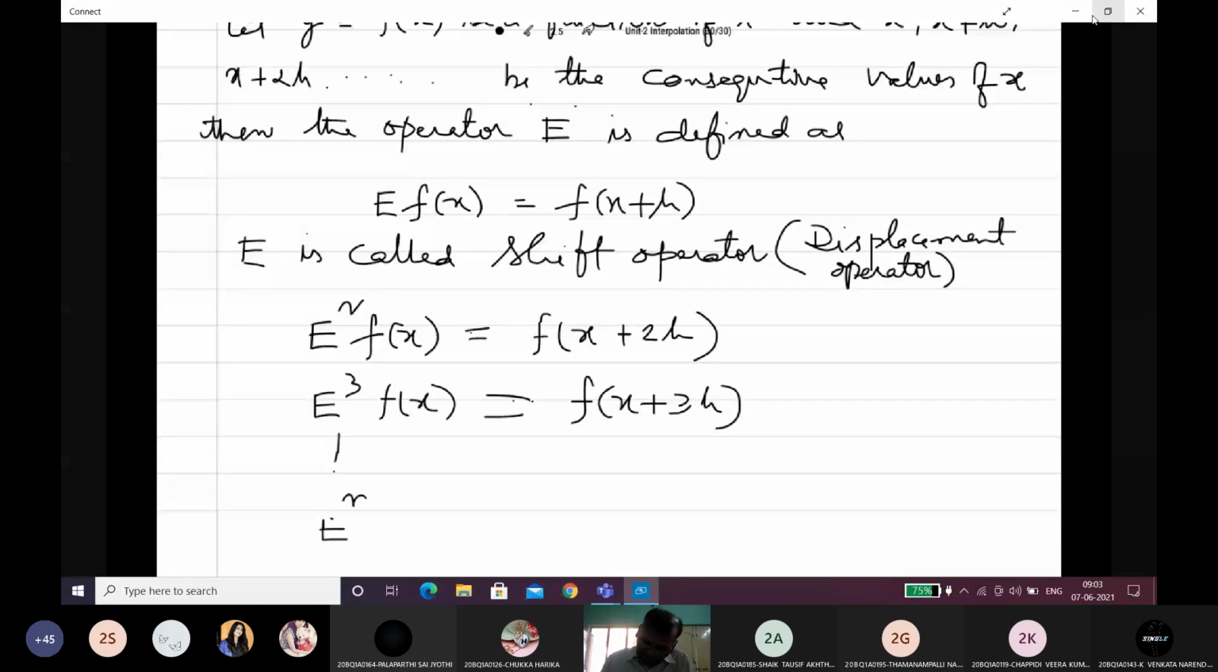E power n of f of x, anyone? It is f of x plus nh. Very good. So when we define this E function, we define it in the form of f of x plus h. Similarly, in other words, say y0, y1, y2, etc. Alternatively, the same values we can write in the form of E.